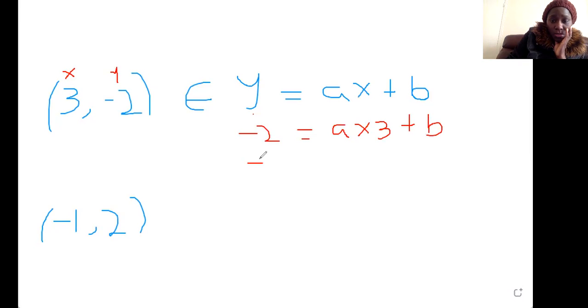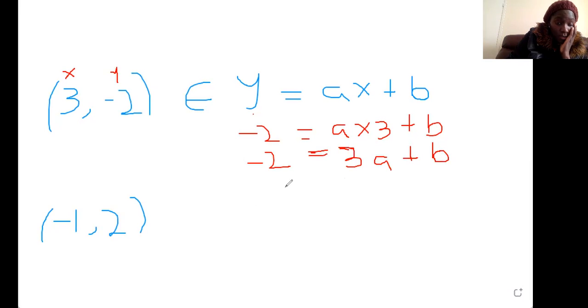It could be minus 2 equals 3a plus b, or 3a plus b equals minus 2. So we found that already.